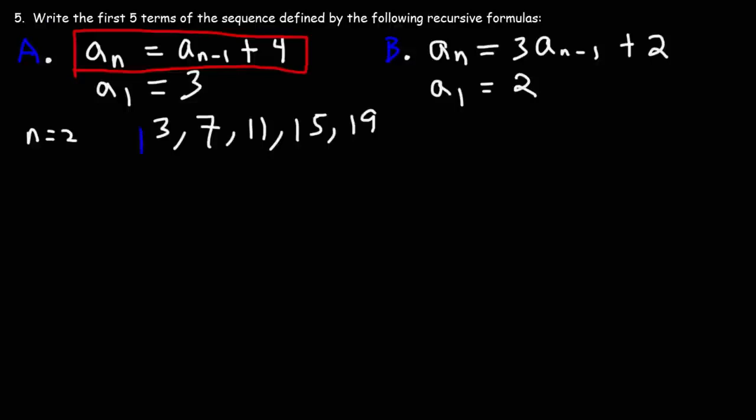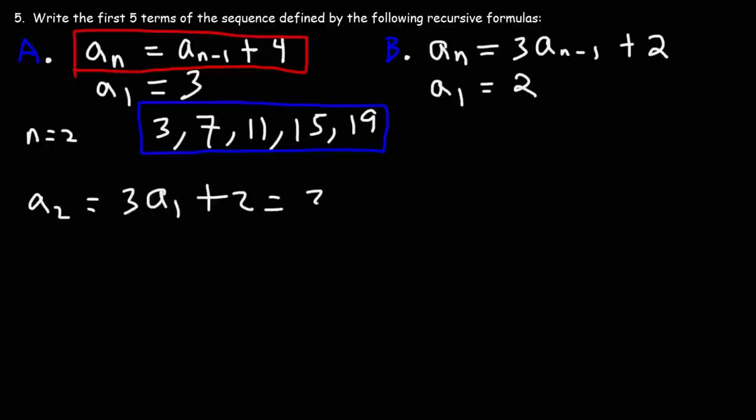So that's it for part A. So when dealing with recursive formulas, just remember, you get your next term by using the previous term. Now for part B, there's going to be a little bit more work. So plugging in n equals 2, we have the second term is going to be 3 times the first term plus 2. The first term is 2. So 3 times 2 is 6 plus 2, that gives us 8. So now, let's plug in n equals 3.